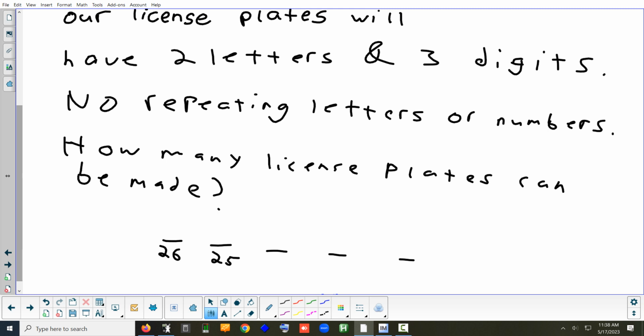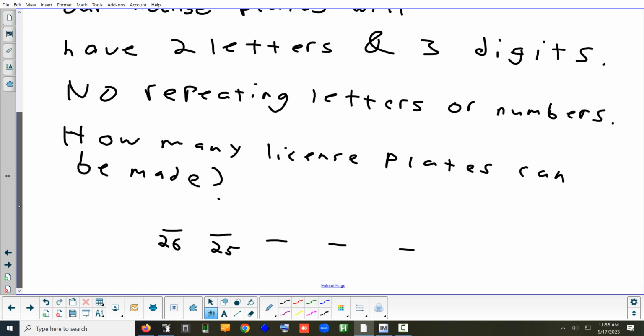So we got the 2 letters, and now we need digits. How many choices for your first digit? You would include 0. Whether they include 0 on license plates, because it could look like an O, we don't know that.